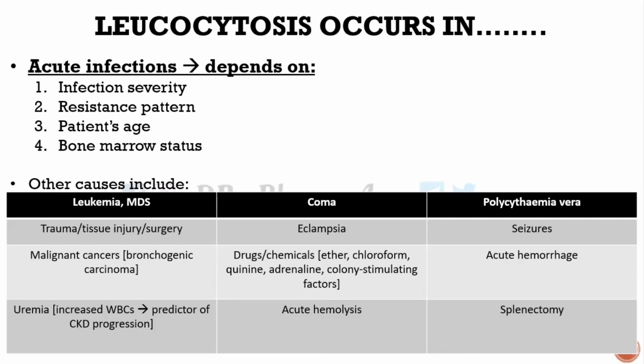And in seizures, hemorrhage and splenectomy. Splenectomy is removal of the spleen. This is a bit important because always remember, if your spleen is dysfunctional or if it is removed, then your WBCs will increase. And if your spleen is working more than normal, then you will have reduced WBCs. So this is actually an inverse proportion.